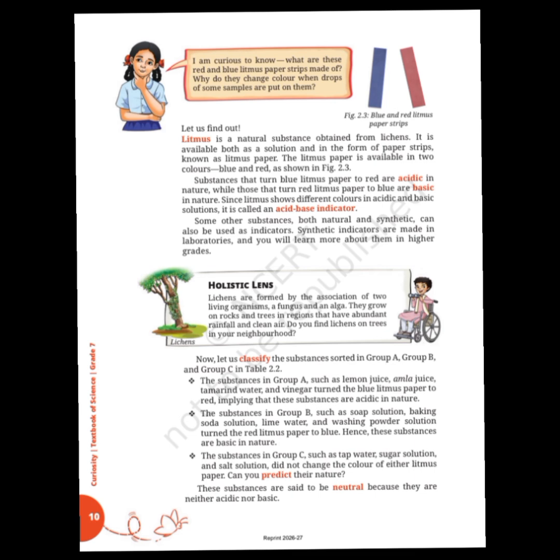The substances in Group A, such as lemon juice, amla juice, tamarind water, and vinegar, turn the blue litmus paper to red, implying that these substances are acidic in nature. The substances in Group B, such as soap solution, baking soda solution, lime water, and washing powder solution, turn the red litmus paper to blue. Hence, these substances are basic in nature. The substances in Group C, such as tap water, sugar solution, and salt solution, did not change the color of either litmus paper. Can you predict their nature? These substances are said to be neutral because they are neither acidic nor basic.